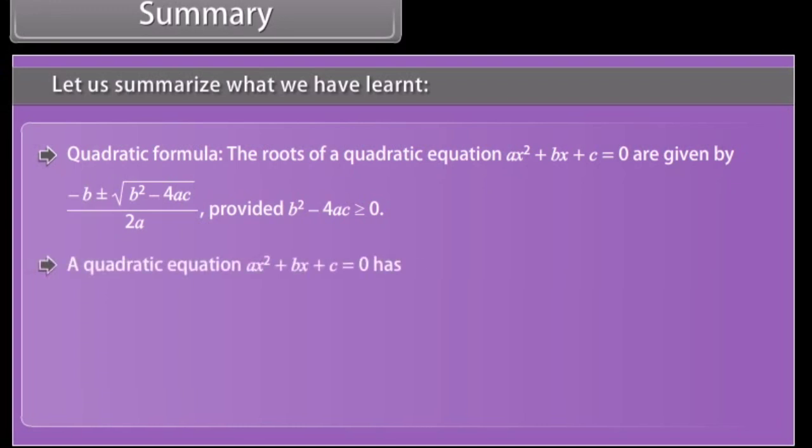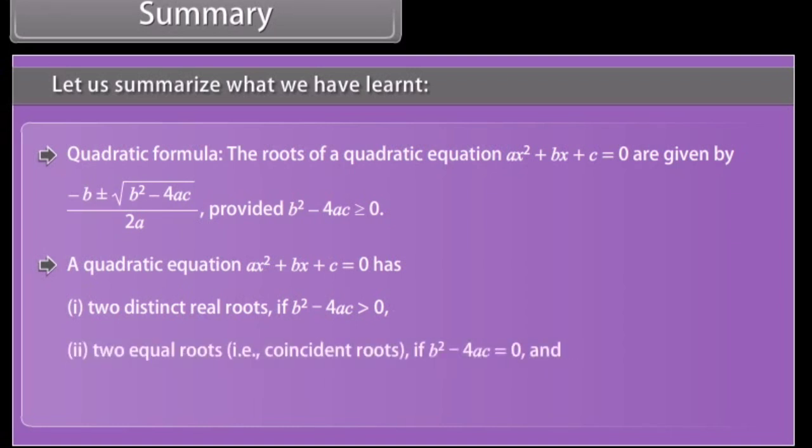A quadratic equation ax² + bx + c = 0 has 1. Two distinct real roots if b² − 4ac is greater than 0, 2. Two equal roots, that is, coincident roots if b² − 4ac is equal to 0, and 3. No real roots if b² − 4ac is less than 0.